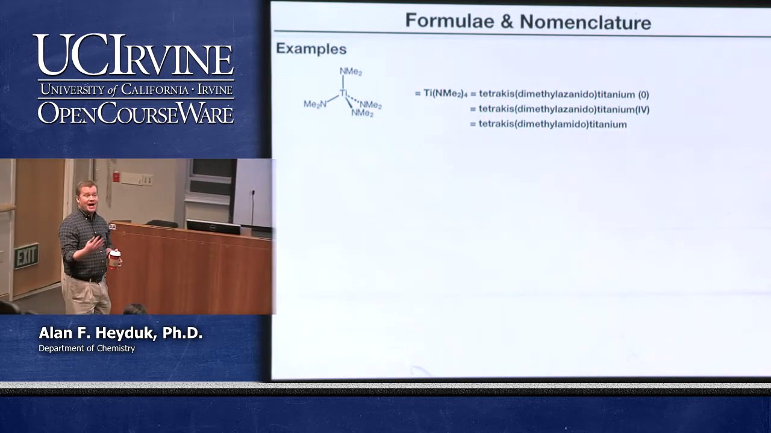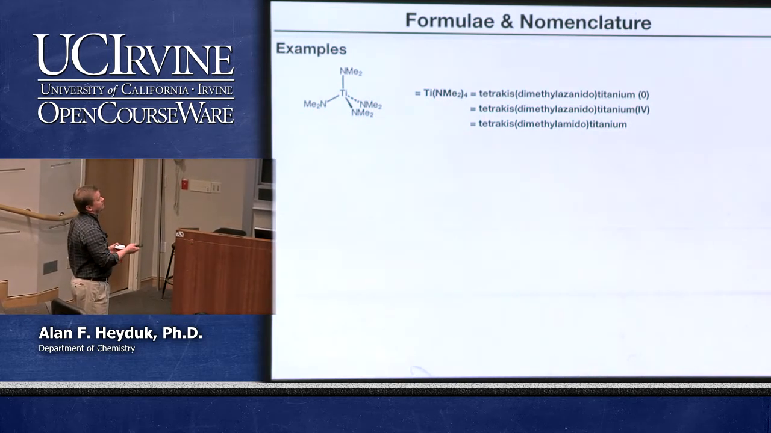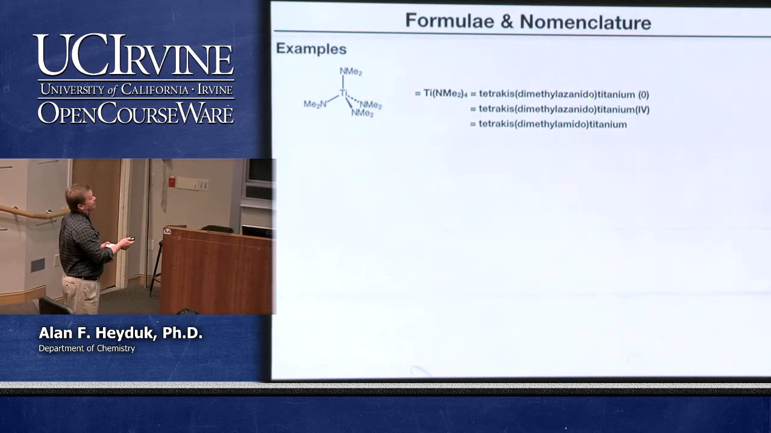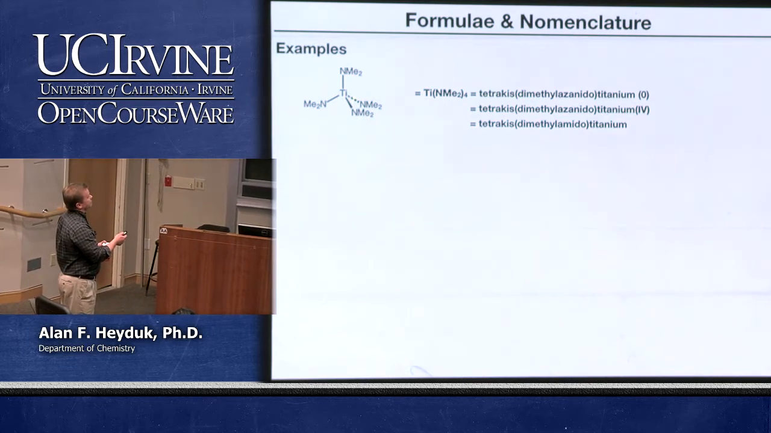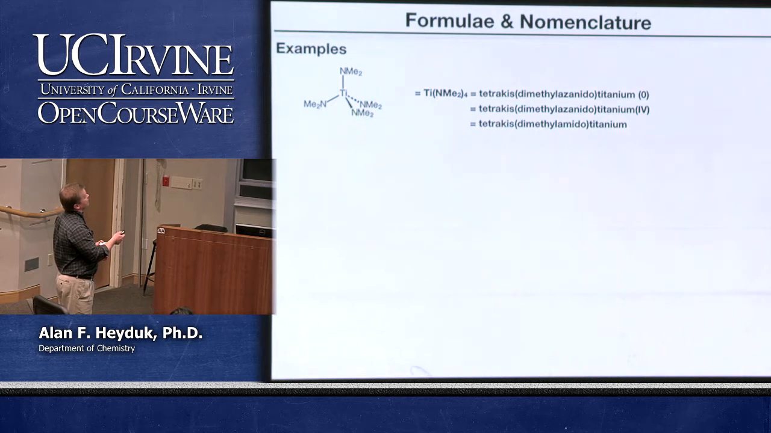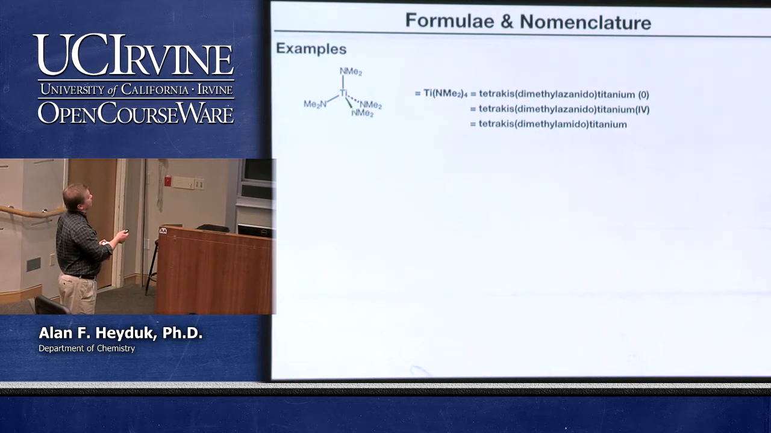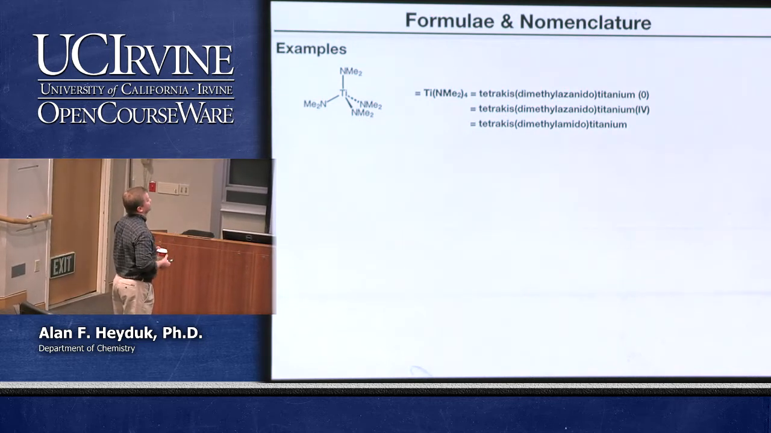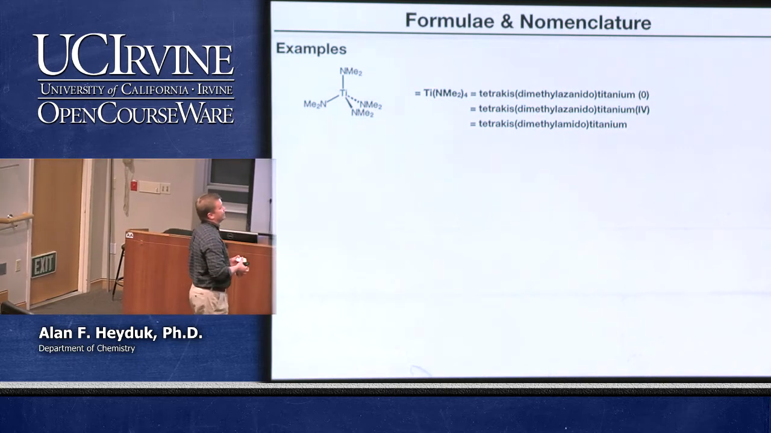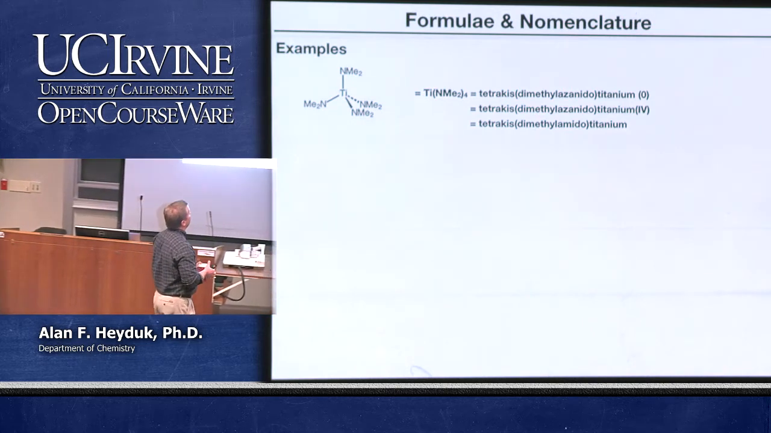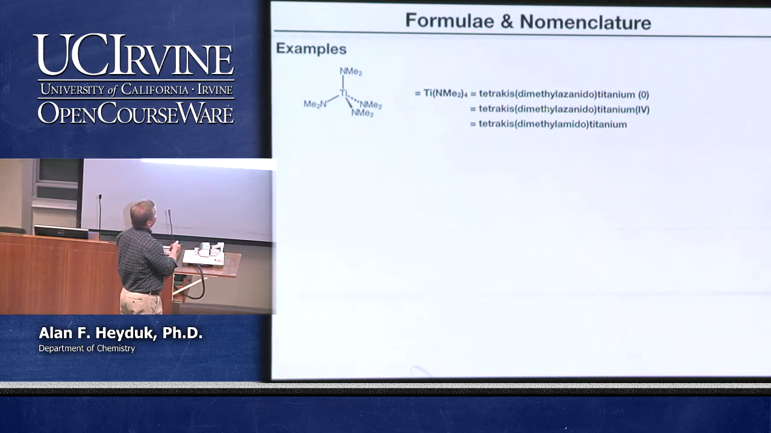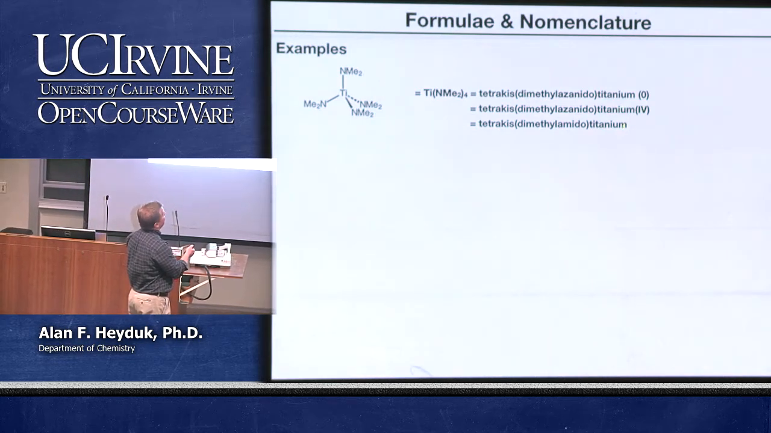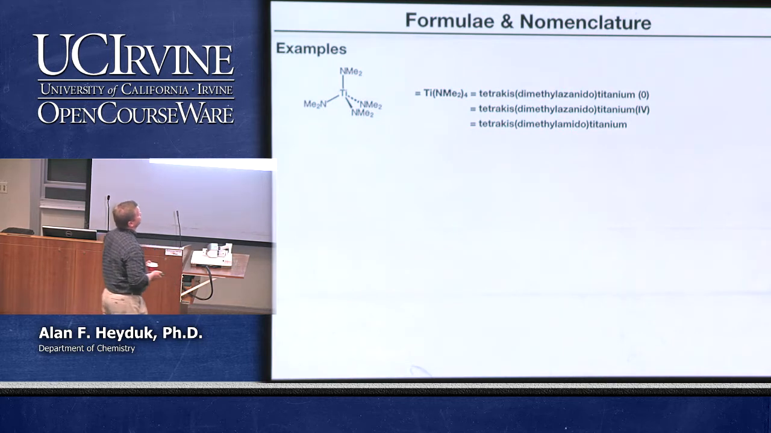And you can always back out the metal oxidation state if you recognize that these dimethyl azonido ligands are all 1-, right? This nitrogen has a lone pair on it. And then both of these electrons in the titanium-nitrogen single bond would get assigned to the nitrogen when we do oxidation states. So if each one of these ligands is a monoanion, the titanium must have a formal oxidation state of +4. We see that in the second entry, tetrakis dimethyl azonido titanium, parentheses, Roman numeral 4, close parentheses.